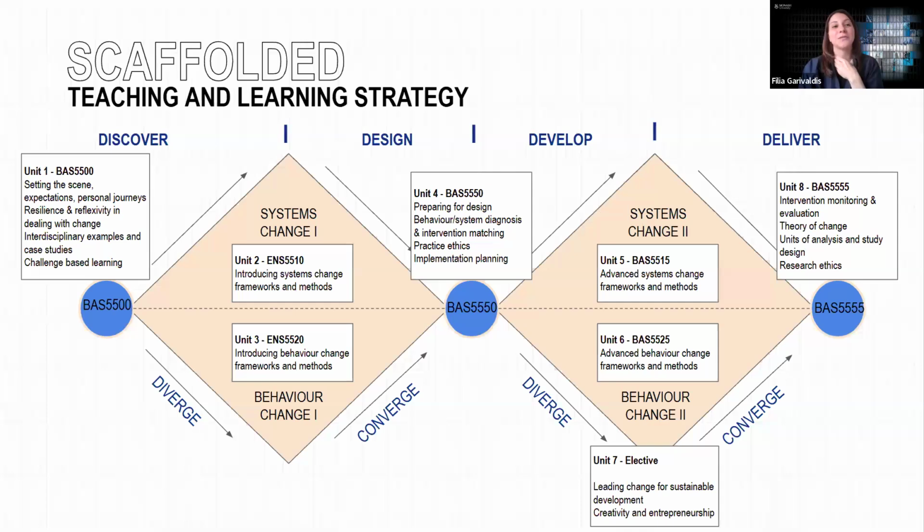And finally, at the very end of the course, on the far right, we will be ending our series of core units with an evaluation unit. So how do we know we've made change? How do we know we've made an impact? What do we need to measure along the way so that we can demonstrate that?